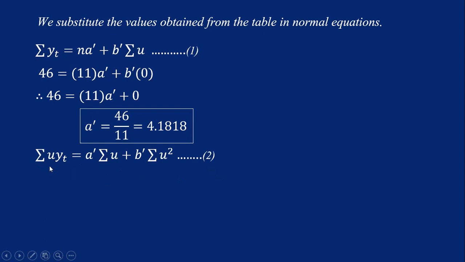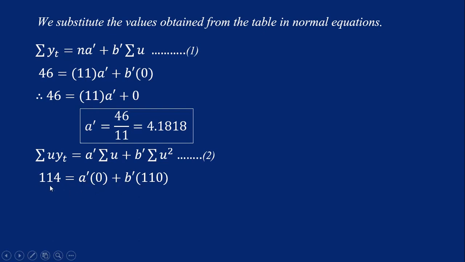The second equation is this: summation u yt is equal to a dash into summation u plus b dash into summation u square. We substitute summation u square here, summation u equal to 0 here, and summation u yt here. Summation u yt from the table is 114. Here a dash into summation u is 0, so this term gets cancelled, plus b dash into summation u square, 110. We only substitute these values from the table here. So here we can find the value of b dash.